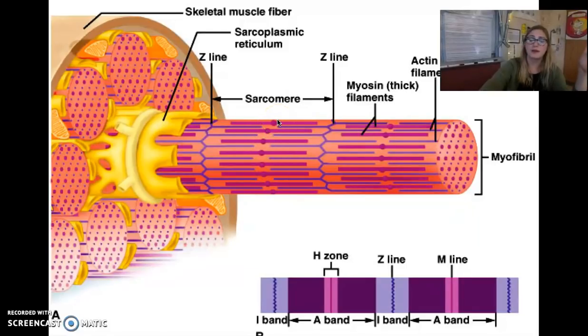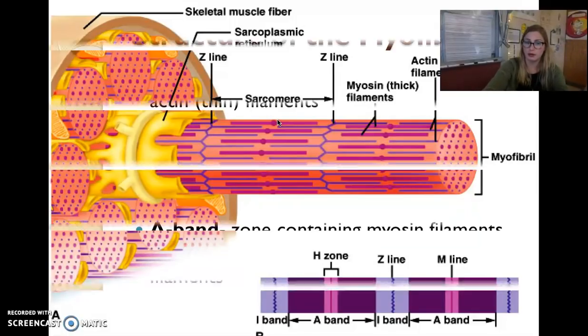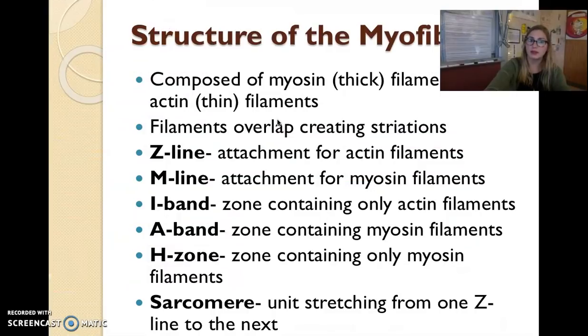And to be fair, you're not going to have to differentiate between the A band and the H band. You just mainly need to know the M line, Z line, myosin, actin, and then what all of those things do. And then the sarcomere, that you definitely need to know. That is a unit stretching from one Z line to the next.